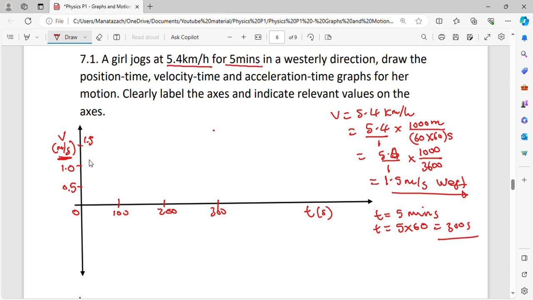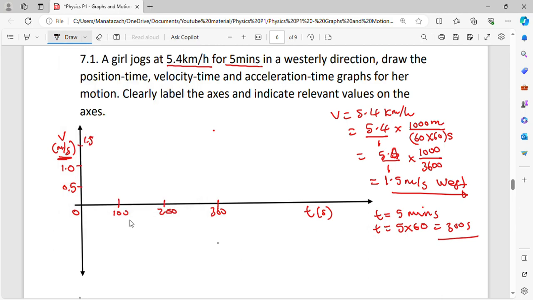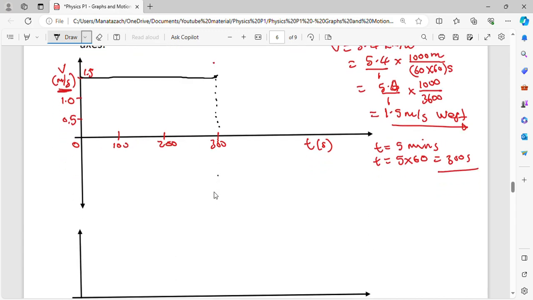And then let's plot the velocity time graph. It's going to be a constant velocity, since the girl will be jogging at 1.5 meters per second constantly for 300 seconds, right? So let's just project this to 300 seconds. So this will be the velocity time graph. And then let's go to plot the position time graph.